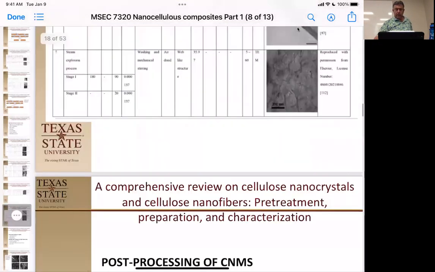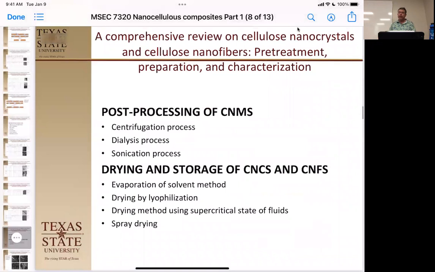Okay. So then, once you get to that process, there's post-processing. And in post-processing, there's a couple different things you can do. Centrifugation. That gets all your solids down, and the benefit of that is you pour off your water, then you add more water to dilute out what salts or what other things you have. And so you can do that process many times.